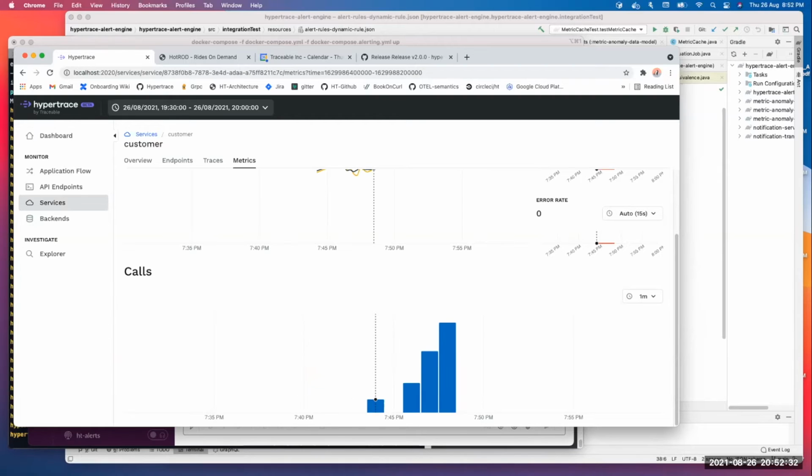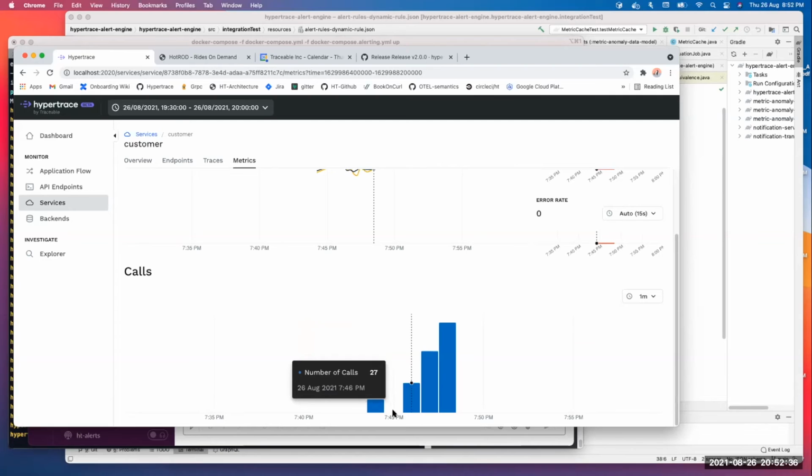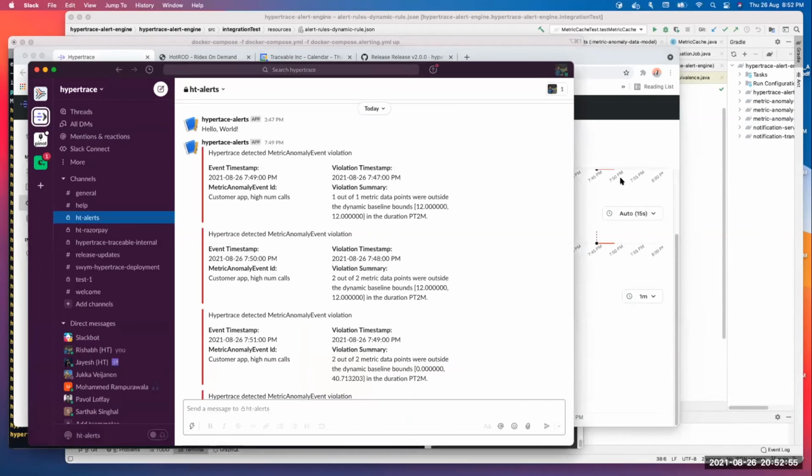So here, the baseline calculated was 12 because there is just one bucket here, with a value of 12. And my rule value is 27, which was more than my baseline. So it violated, right? And this is good. See here, you didn't have to put any static threshold. You automatically received an alert because your baseline was being violated.